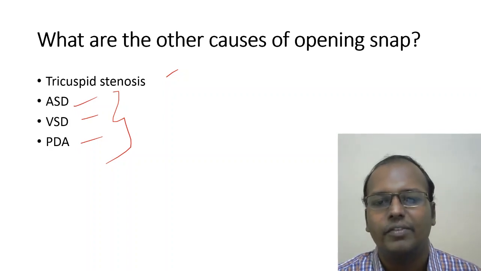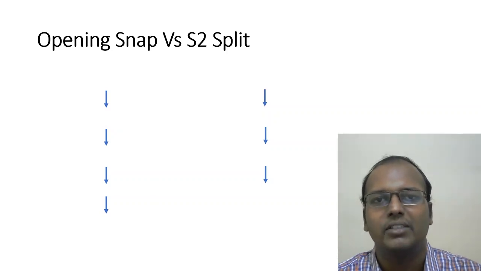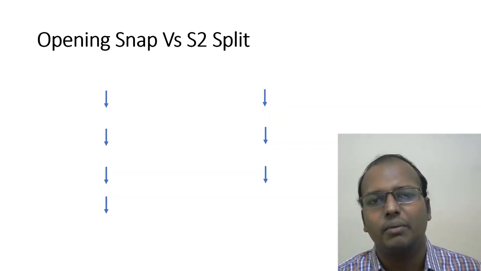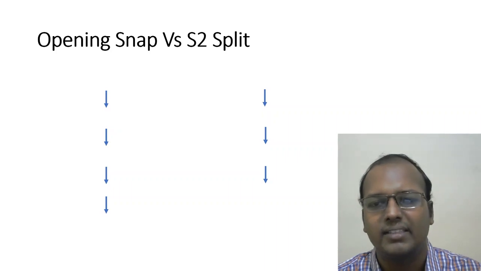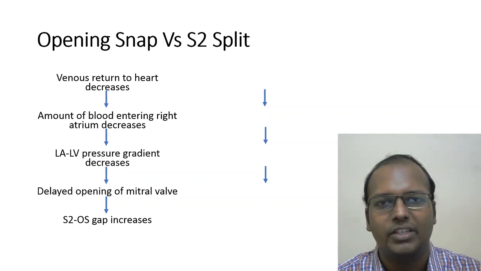So how will you differentiate between opening snap and S2 split? Opening snap happens during diastole. In the S2 split, A2 and P2 happen, as it is basically a second heart sound. That will also closely mimic your opening snap. So how to differentiate? Ask the patient to stand. That is the most important maneuver you are going to do. Ask the patient to stand.